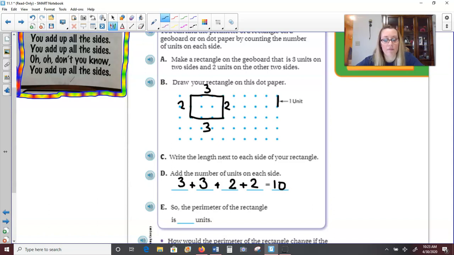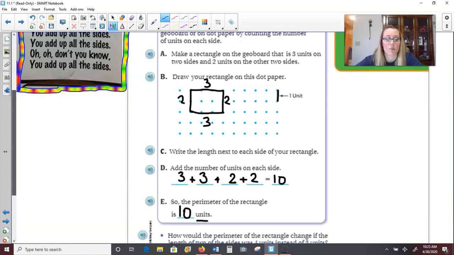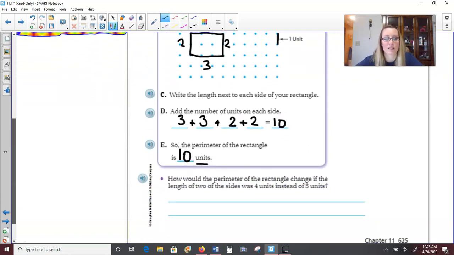So the perimeter of that rectangle would be 10, but we always have to have a label on it. This time we don't know if it's measuring in inches or centimeters or yards or whatever, so we just say units, because from one dot to another is equivalent to a unit. So our perimeter is 10 units.